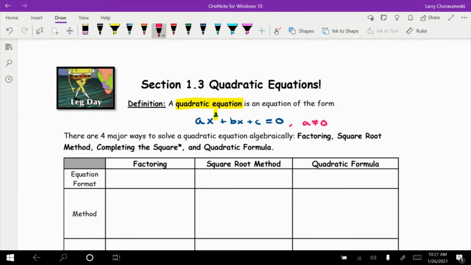But regardless, if your highest power of x in the equation is 2, and there are no variables in the denominator, we have a quadratic equation. And this quadratic equation is said to be in standard form.